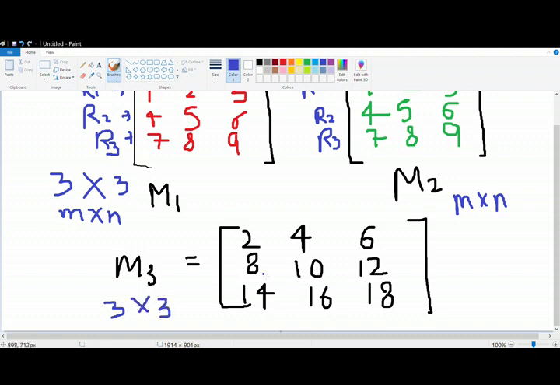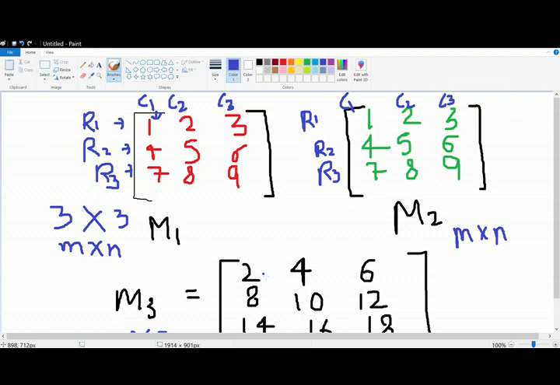The same case will be applicable for subtraction also. But in the case of multiplication we have a different set of rules to multiply the elements present in both matrices. So in the next video I will discuss how to multiply two matrices.